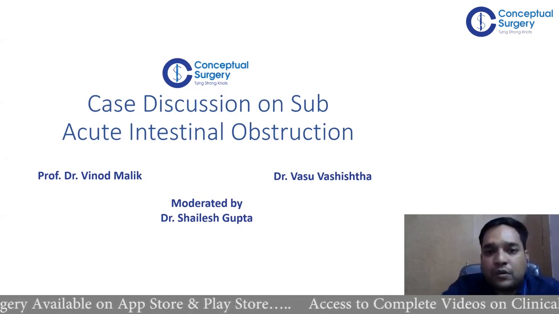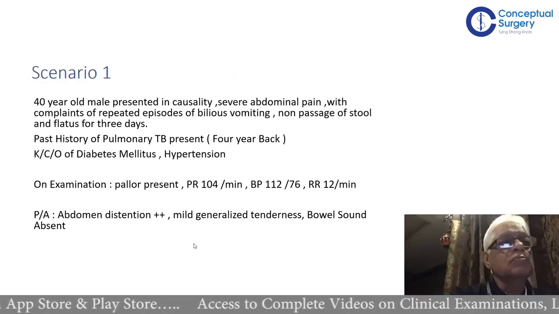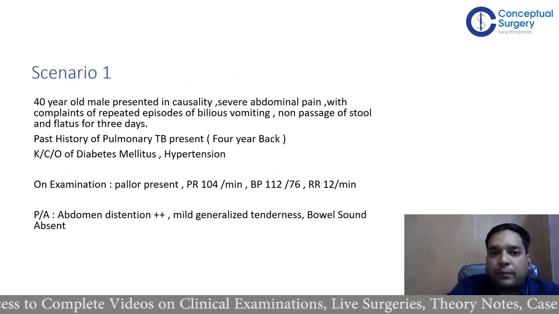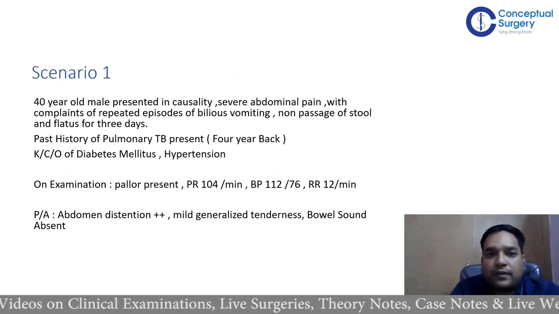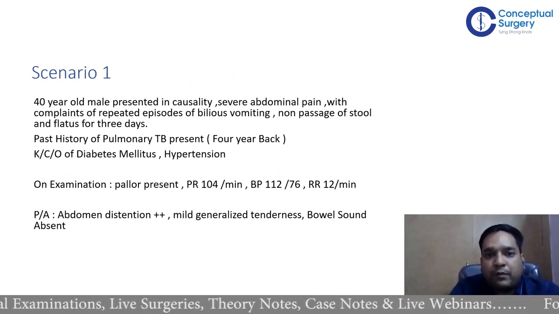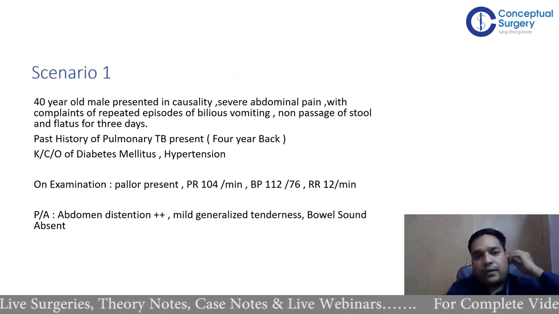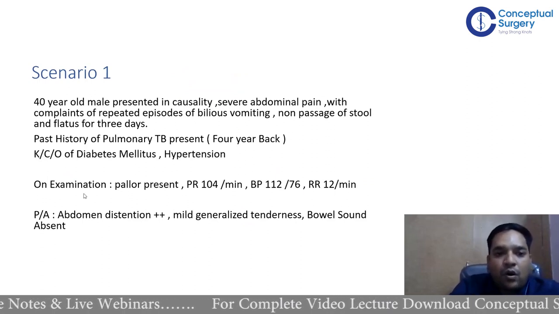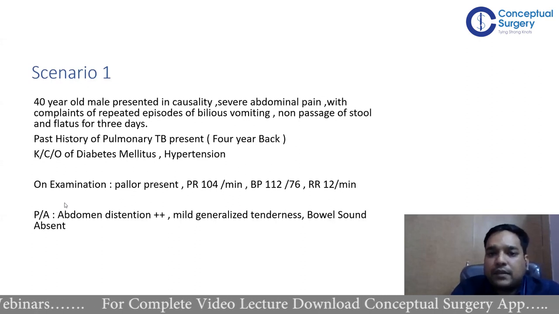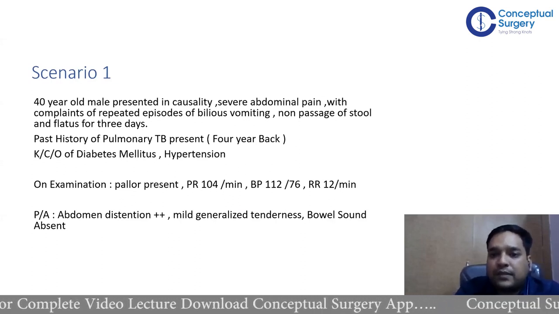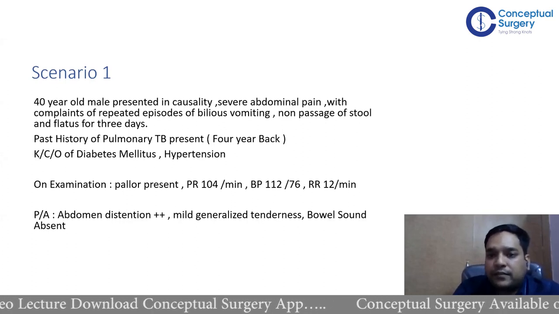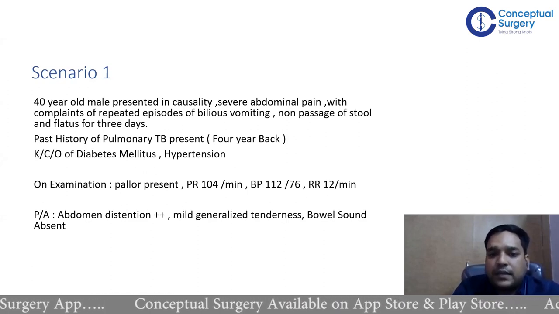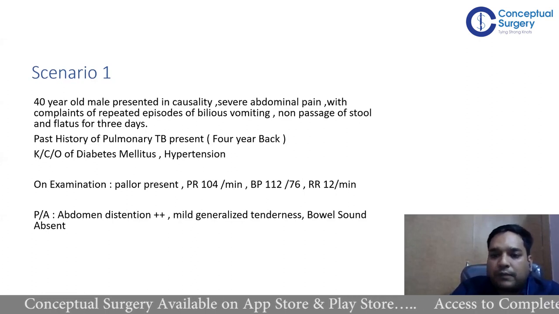So now I'm going to start with the first scenario. A 40-year-old male presented in casualty with severe abdominal pain, with a complaint of repeated episodes of bilious vomiting and non-passage of stool and flatus for 3 days. He has a past history of pulmonary tuberculosis, which was 4 years back, and he is a known case of diabetes mellitus and hypertension.